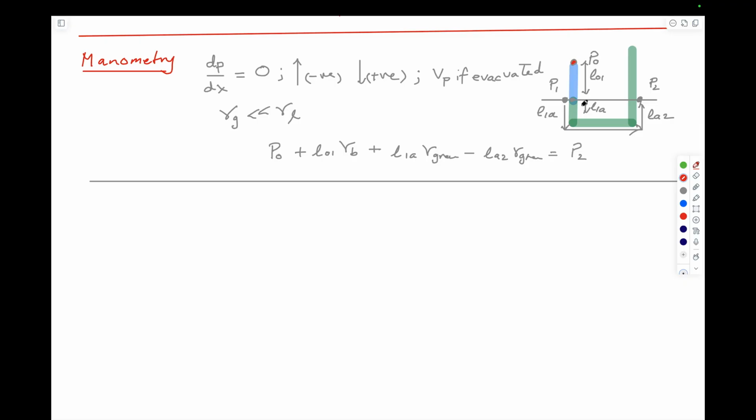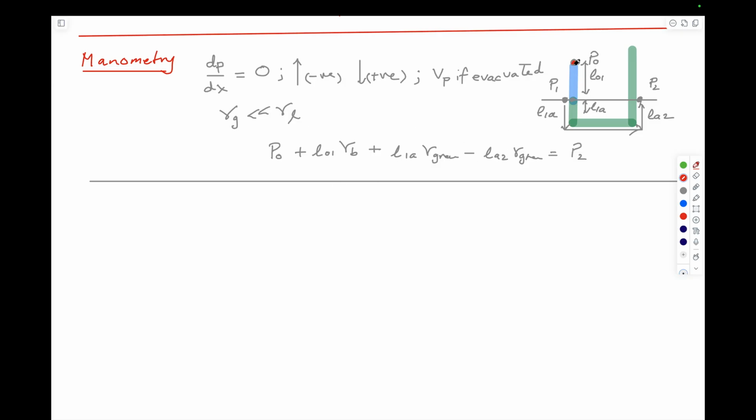If you go up, you subtract pressures. If you go down, you add pressures. If it's evacuated, it's equal to the vapor pressure. And typically gases have unit weights which are perhaps 1,000th of those of liquids, and so you can typically ignore those if you're going up if you have liquids in your system.